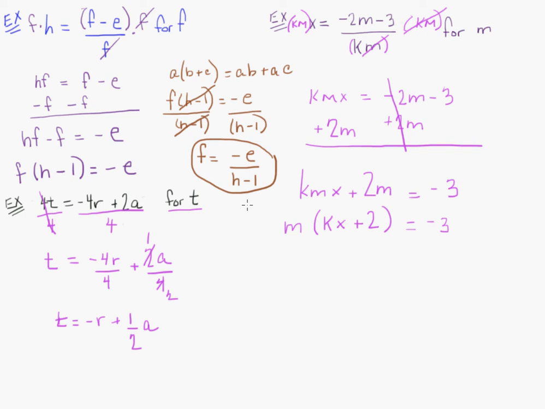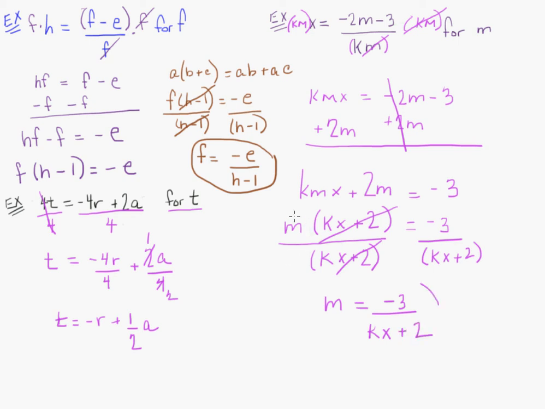So the last step would be to get m by itself. We divide the whole quantity on this side by kx plus 2. And then we divide negative 3 by kx plus 2. And so kx plus 2 over kx plus 2 is 1, so I'm left with m. On the right-hand side, I'm left with negative 3 over kx plus 2. That's our final answer. So, as you can see, we have all the tools to solve complicated equations like this.